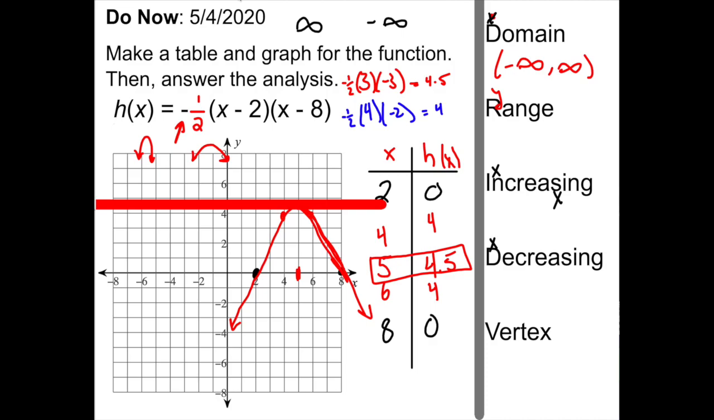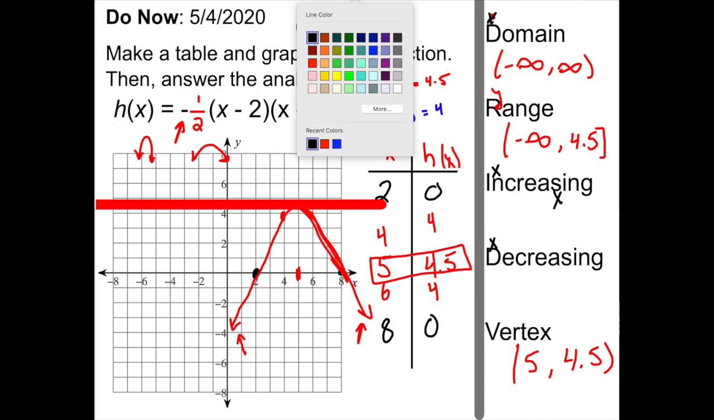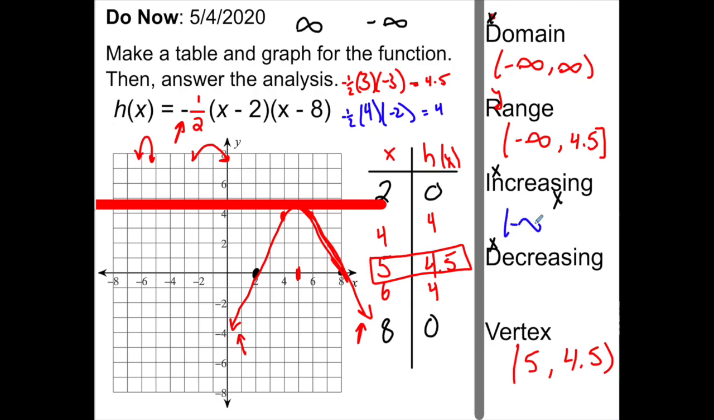The graph stops. So the y values for this graph are -infinity, and again, the arrows pointing down are also an indicator of that, -infinity to 4.5, and remember we put a hard bracket on there because it gets to 4.5, and that's at the vertex of 5, 4.5. Okay, where is it increasing? Where's the roller coaster going up and down? So it's increasing from when x is -infinity to when x is 5.